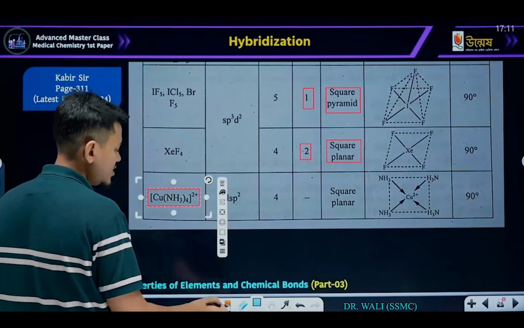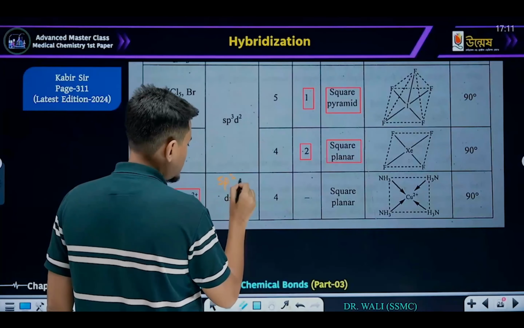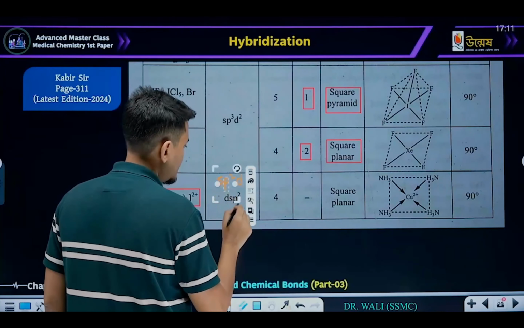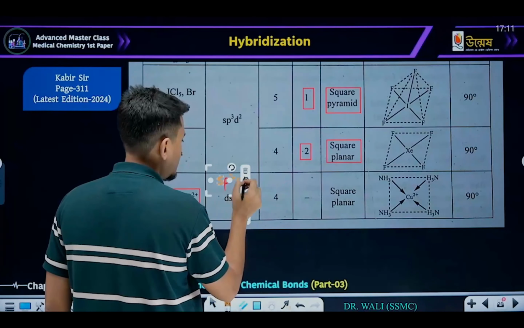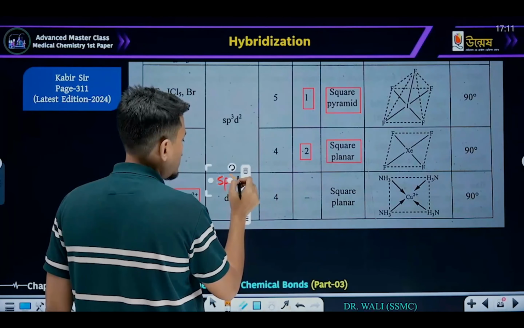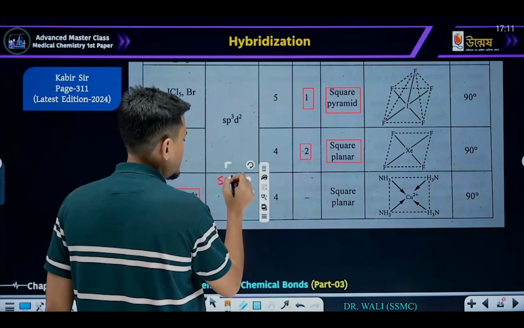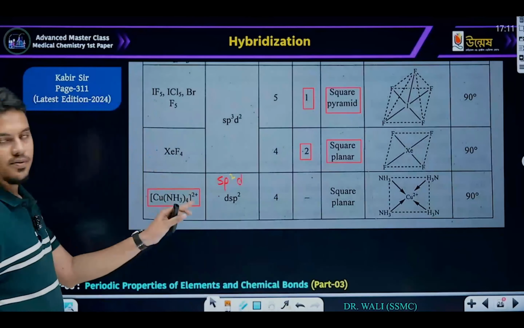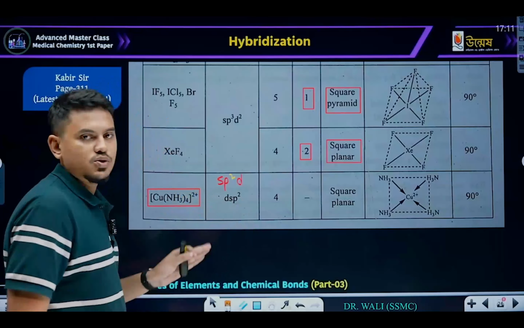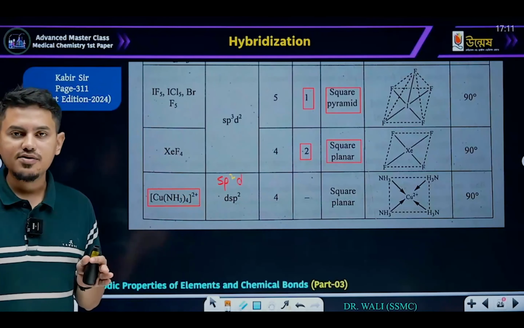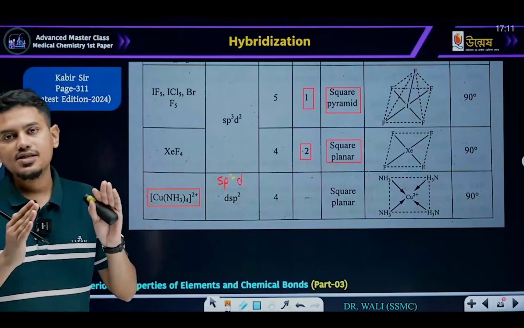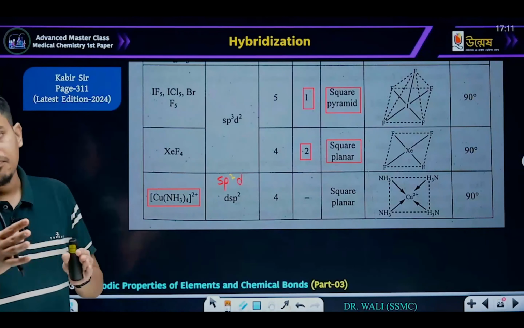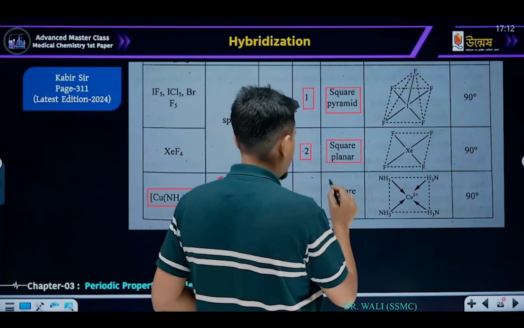Similarly, tetraammine copper. Regarding tetraammine copper, in our Hajari sir's book, it is mentioned as sp2d. Okay, this is not dsp2, it should be sp2d. Why sp2d? Because ammonia is a strong ligand and it compels the valence electrons of the 3d shell to pair up, and a vacant d orbital appears in the 3d. That's why 3d participates in the hybridization, and it results in the square planar shape.